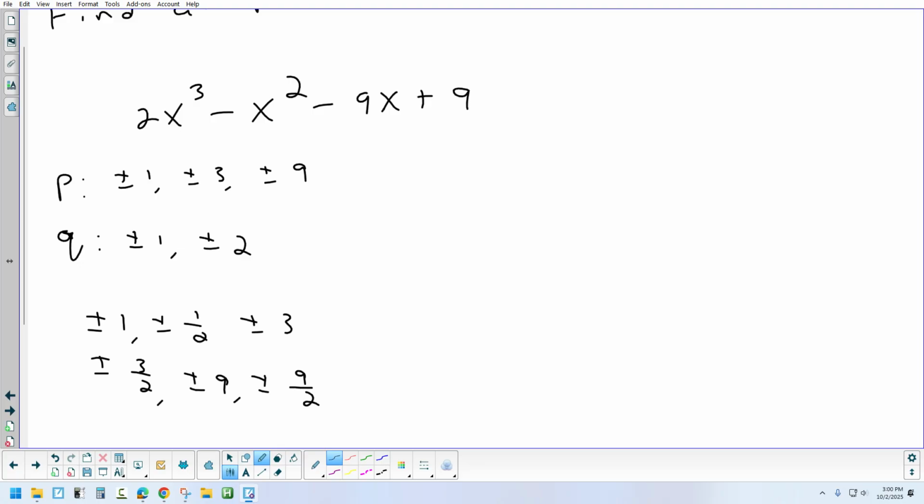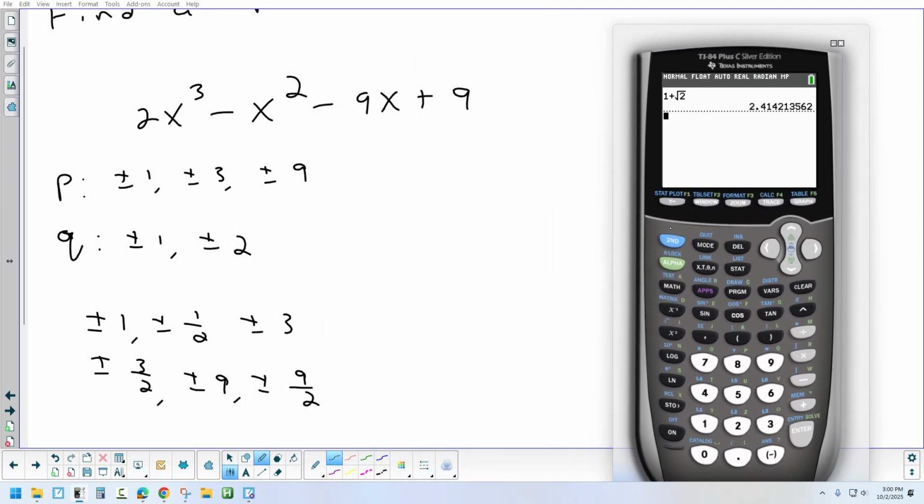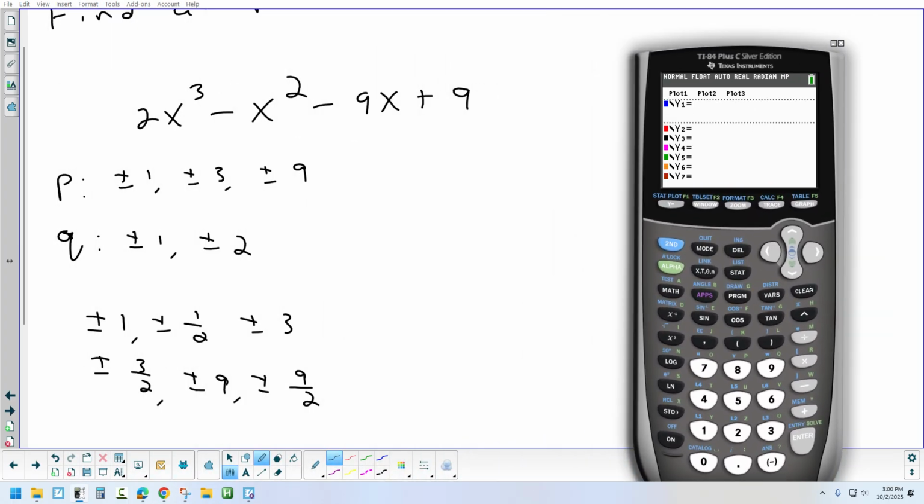Now that's a lot of different options. That's 12 different options we would have to try synthetic division with. So how can we narrow that list down? Yes, use the graph. Let's type those in and see what we've got. 2x cubed minus x squared minus 9x plus 9. I only have to look between negative 9 and 9, since those are the biggest and smallest.